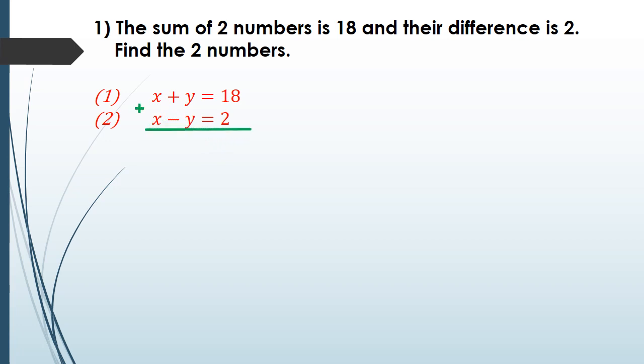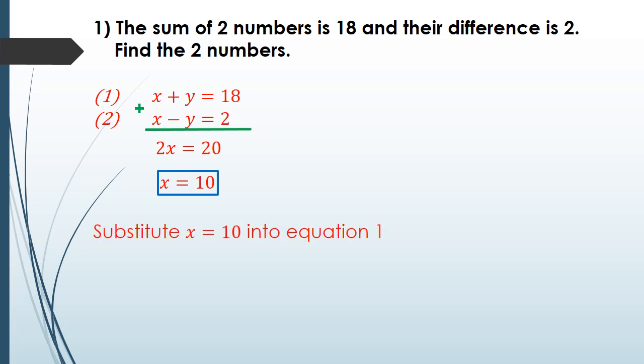x plus x is 2x, positive y and negative y, it will be 0y, which means the y is eliminated. 18 plus 2 is 20. 2x equals 20. To find the value of x, divide the two sides by 2. x equals 10. I found the value of the first number. I still have to find the second number. I'm going to substitute x into either the first or the second equation. Substitute in the first equation, it's easier because I don't have any negative number.